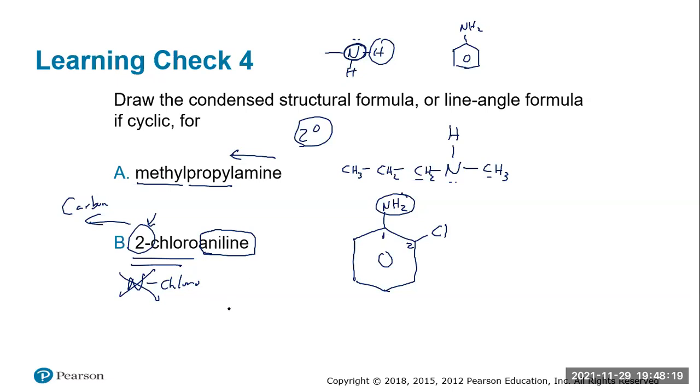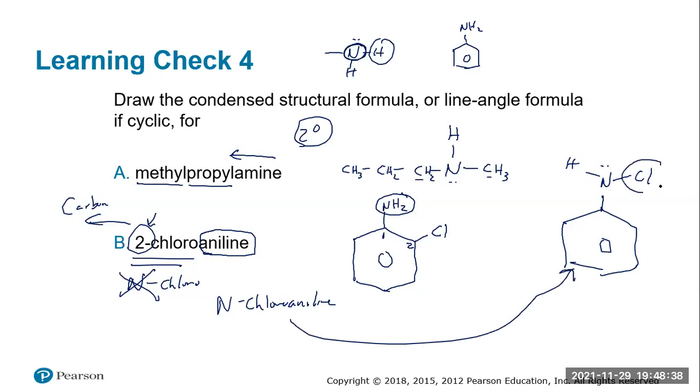If it was N-chloroaniline, you would do a similar thing here, except that attached to the nitrogen should be the chlorine, and then we would have a hydrogen. So that would be that guy. Again, N because the chlorine's attached to it. In this case, number means it's attached to a carbon. That is right there. Question on the difference between the two.